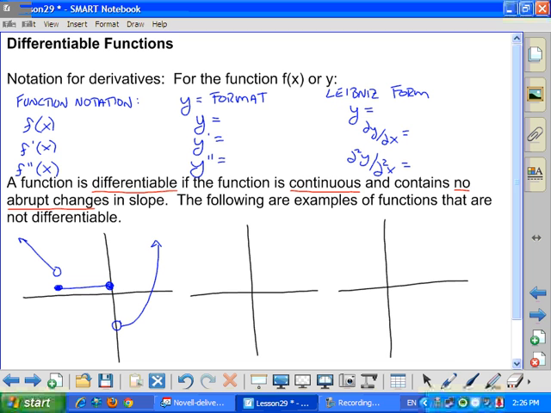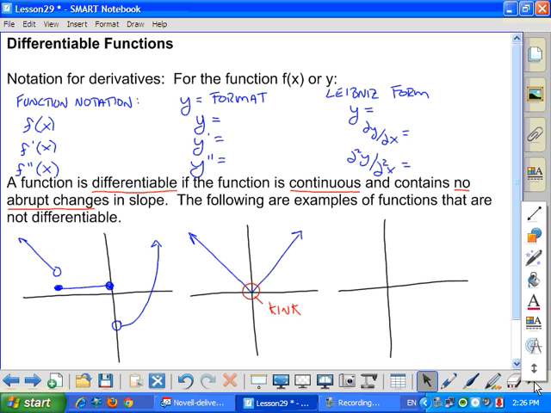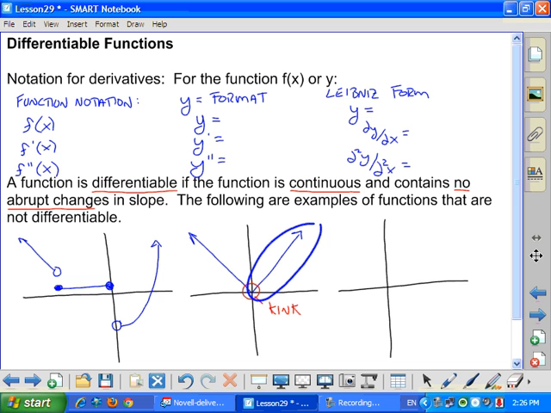Next is that severe change in slope. So an absolute value. Down here at the elbow, we call this a kink. We cannot take the derivative of functions that have kinks, and that's because of the abrupt change in slope. So an absolute value function we cannot take the derivative of, but you can take the derivative of one side of the kink, and you can take the derivative of the other side of the kink. So you can do it by parts.